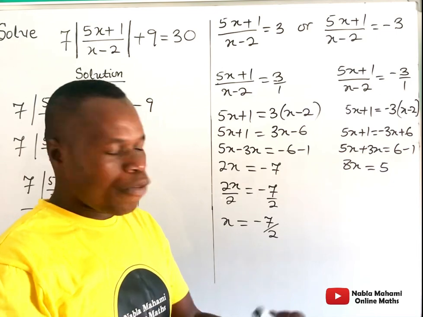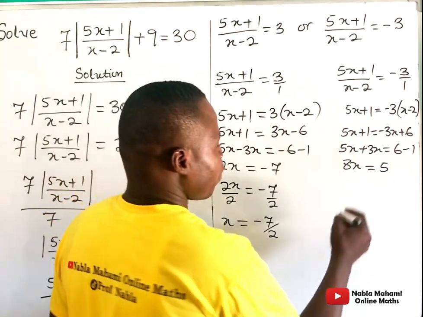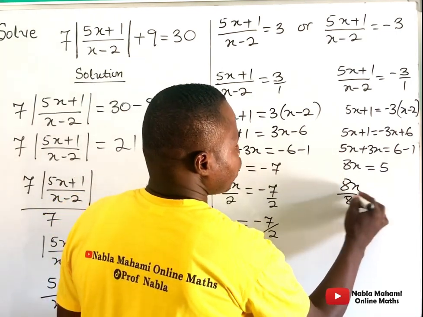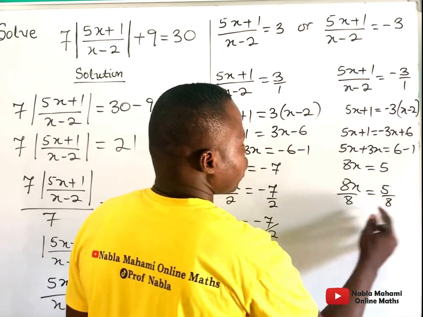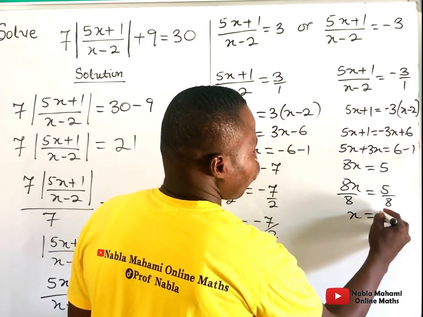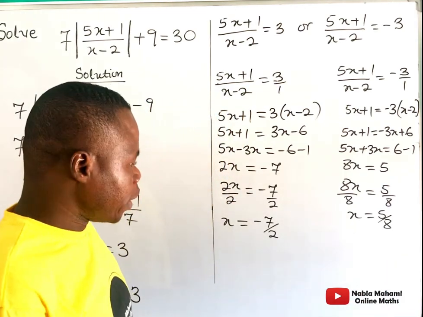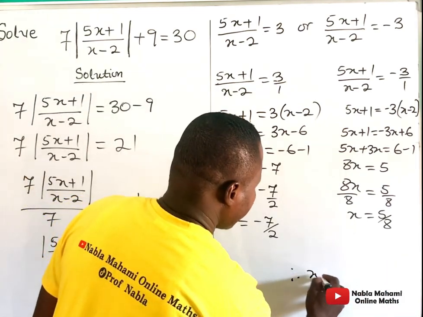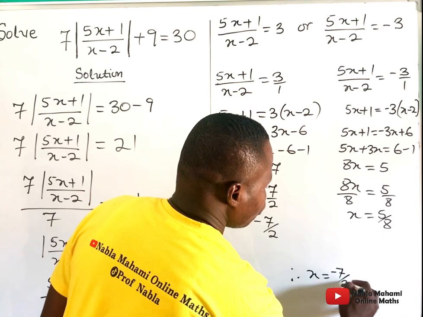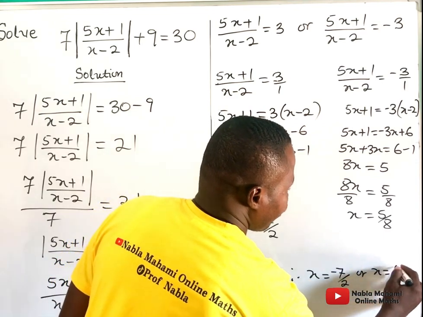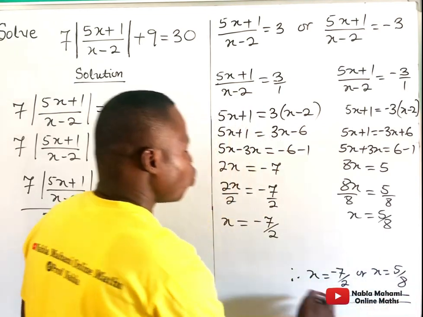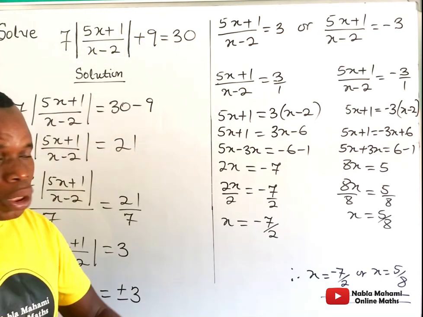From this, I will divide both sides by the coefficient of x there. That will be 8x over 8 is equal to 5 over 8. This will take away this. Then x will be equal to 5 over 8. So we can now conclude by saying that our x is equal to minus 7 over 2, or 5 over 8. So this is the solution of this particular absolute equation.